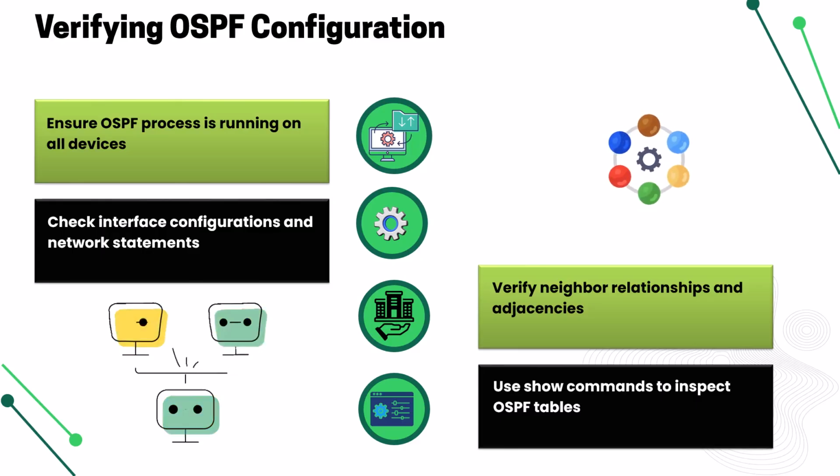Let's start with the basics, verifying your OSPF configuration. First, ensure OSPF is running on all devices. Then, check if interfaces and network statements match the intended setup. If neighbors aren't showing up, something's off. Finally, show commands are your best friend here. Use them to inspect OSPF tables. Think of it like detective work, but instead of solving a crime, you're fixing your network.